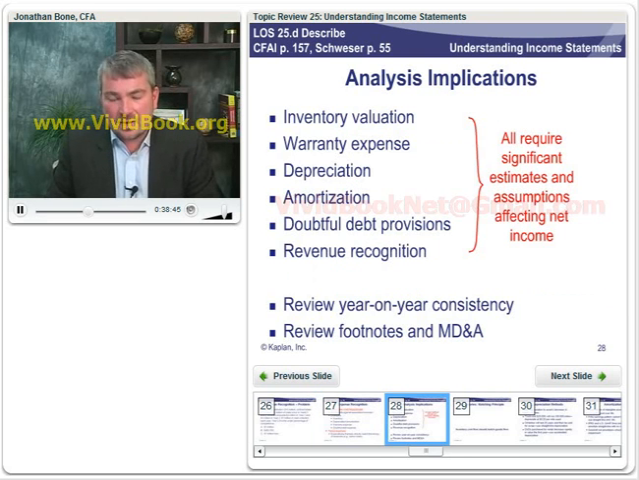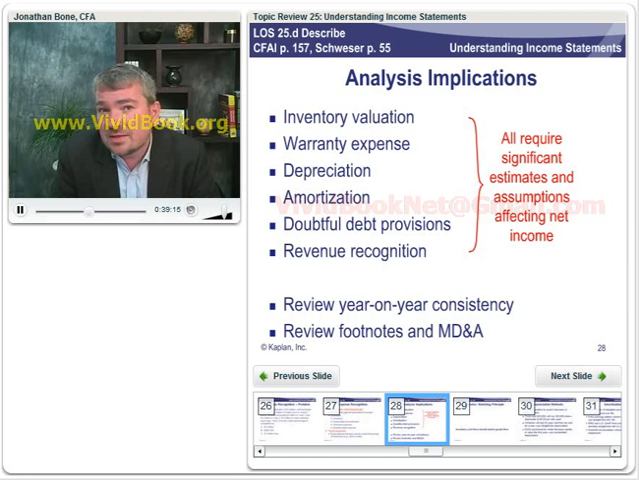Now, what we're also going to notice is because of this accruals process, we're going to have a lot of estimates and assumptions that will affect our income statement. So, for example, for inventory valuation, we're going to have to value this ending inventory that we take out of our cost of goods sold and transfer into our current assets in the balance sheet. And we're going to see that we have a number of different methods for valuing our ending inventory: FIFO, LIFO, and average cost, that we're going to discuss in a little while.